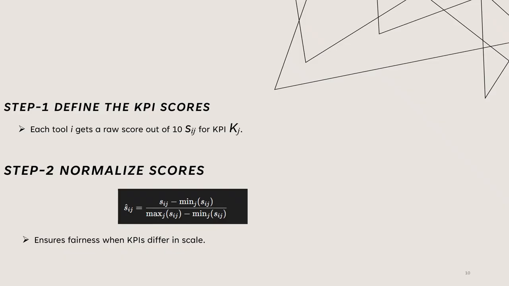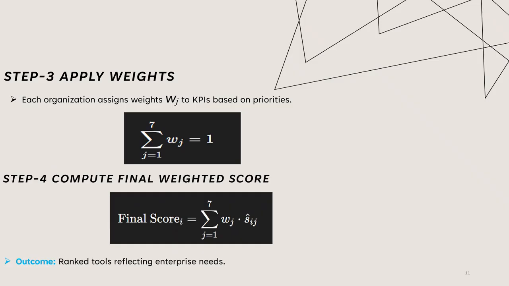After getting a score out of 10, we normalize the scale to ensure fairness when KPIs differ in scale. This is basically a simple mathematical formula that we are using to normalize the scores. Step 3 is to apply weights. This is very important for keeping the flexibility in our framework. We are letting the organization assign the weights to each KPI based on their organization needs.